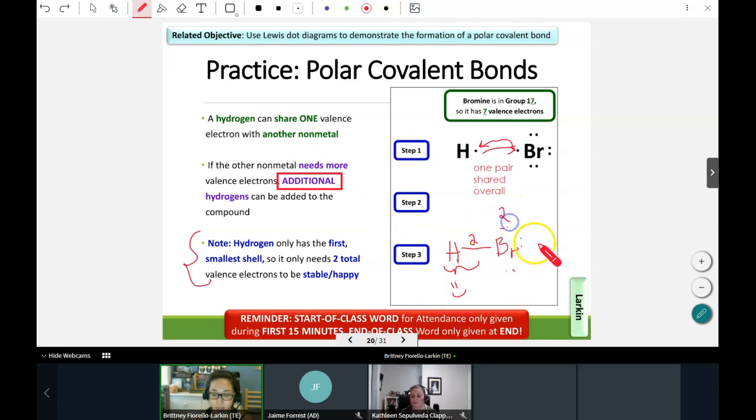What about bromine? Bromine's got 2 on the top, 2 on the right, 2 on the bottom, and 2 from this shared pair. So 2 plus 2 plus 2 plus 2 equals what? Yes, Ignacio. Yes, Camilla. It has 8. And does that satisfy the octet rule? Is bromine happy? Yes, it's happy.